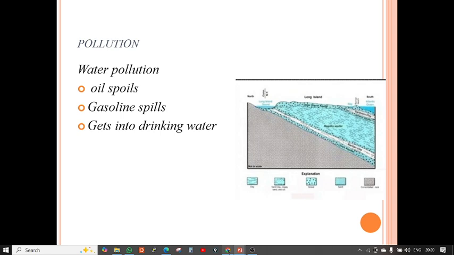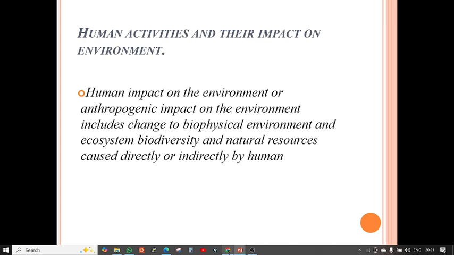Gasoline is nothing but petrol and diesel, and it gets incorporated into drinking water. When the water is consumed by other organisms, they are mostly affected; they are going to die or have certain diseases, and that can seriously affect the health of the organisms.